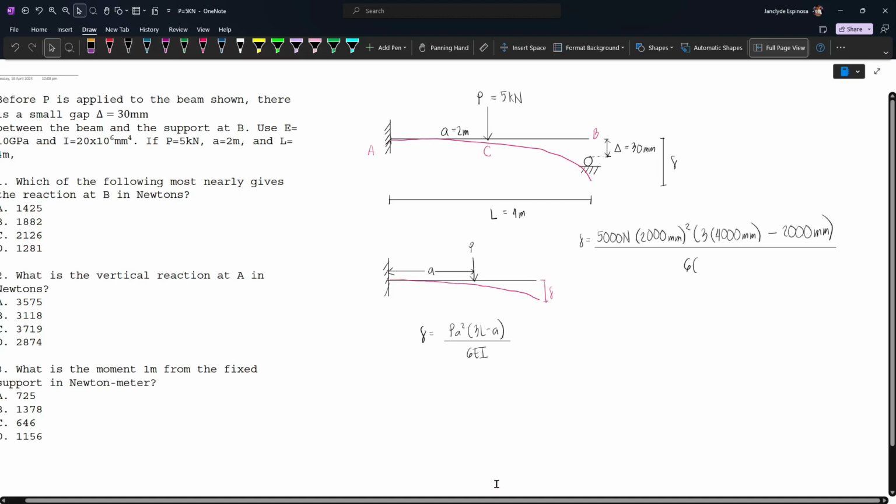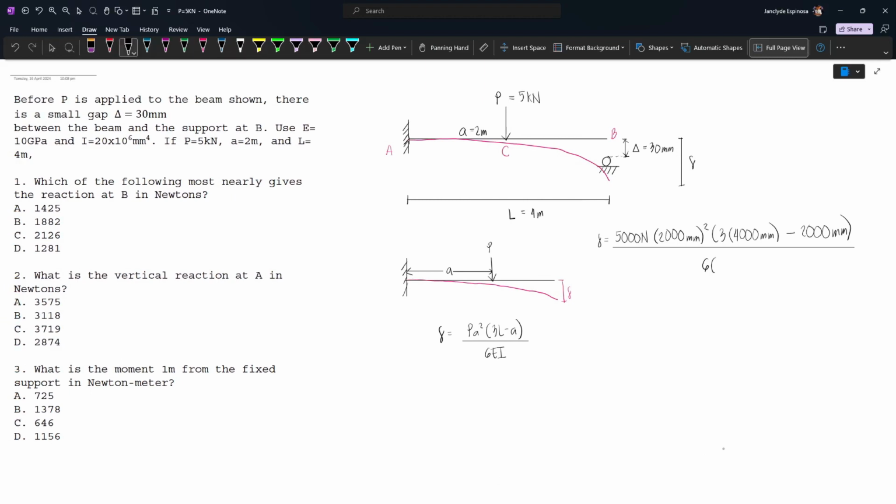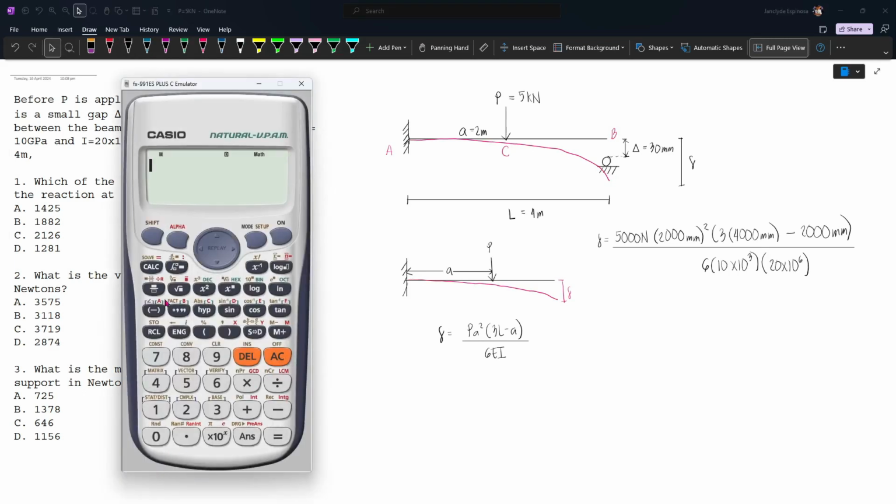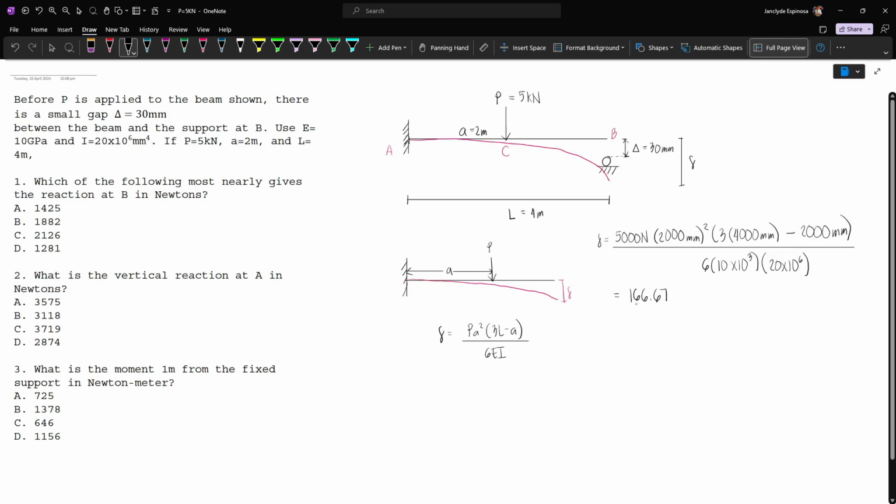Our E is 10 GPa. We'll turn that into MPa so that our units will be consistent. To convert GPa into MPa, we multiply by 1,000, and then times I, which is 20 times 10 to the 6. Solving the deflection, we have 5,000 times 2,000 squared times 3 times 4,000 minus 2,000, divided by 6 times 10 times 10 to the 3 times 20 times 10 to the 6. This is equal to 166.67 mm. However, the deflection of this beam is only limited to 30 mm.